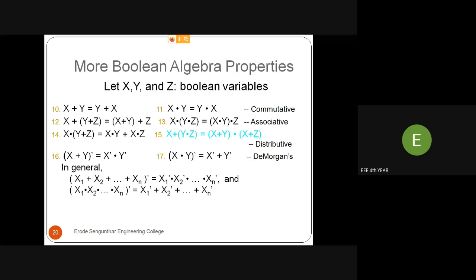Next, x plus y whole bar is broken into x bar into y bar. Similarly, x into y whole bar is transferred as x bar plus y bar. This is called De Morgan's theorem or De Morgan's law.